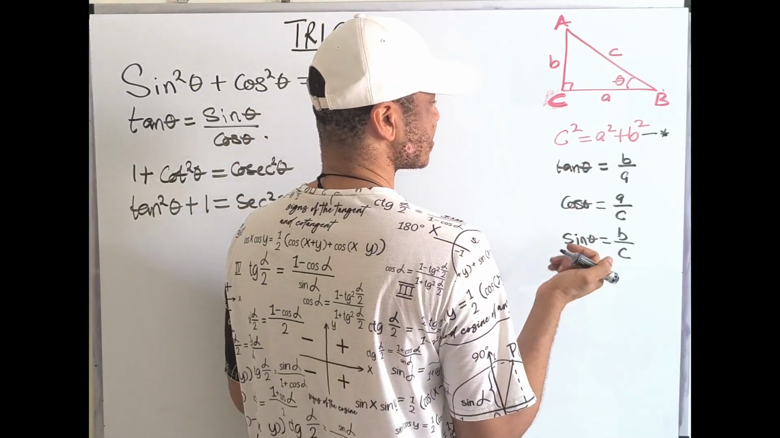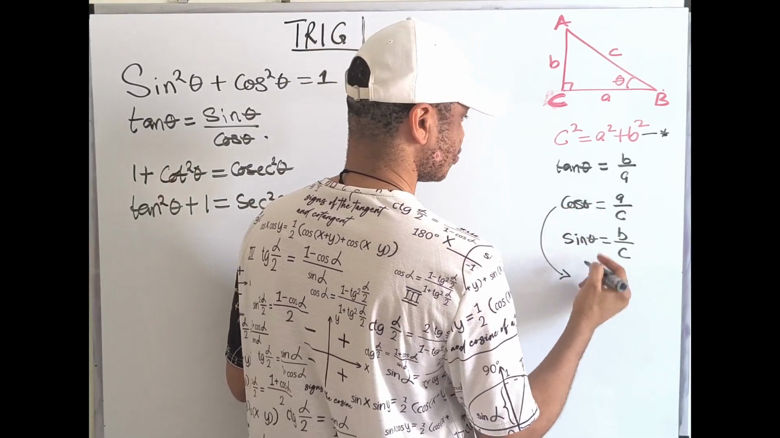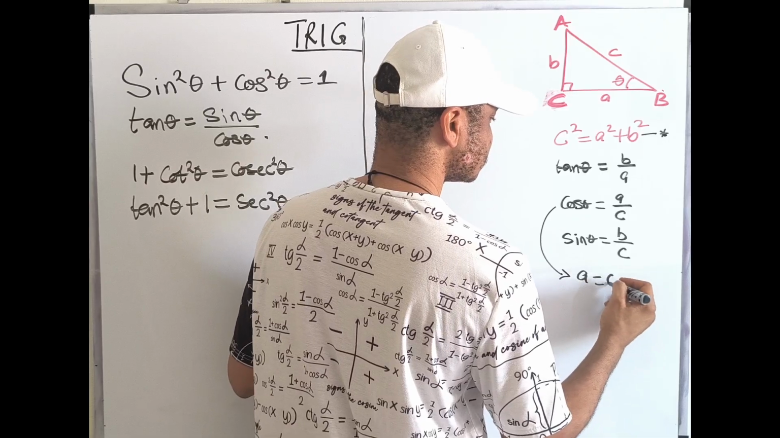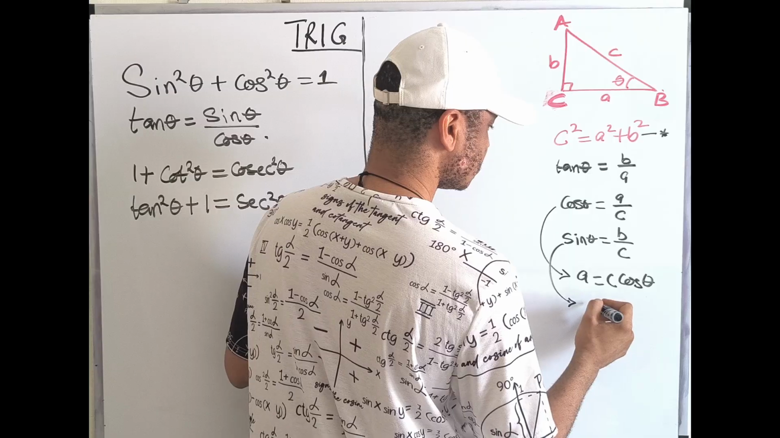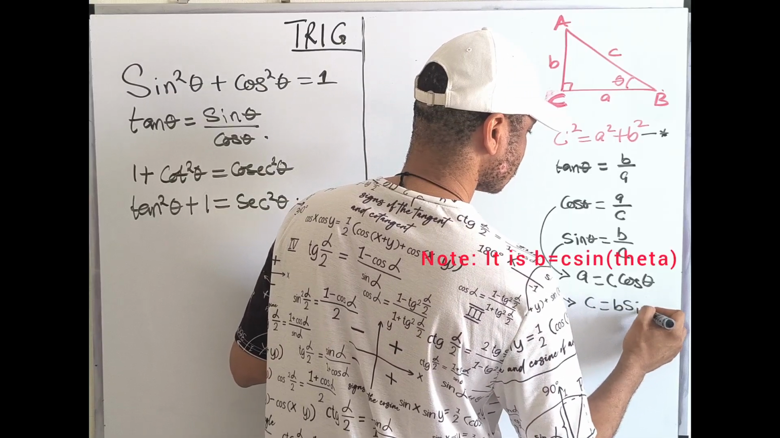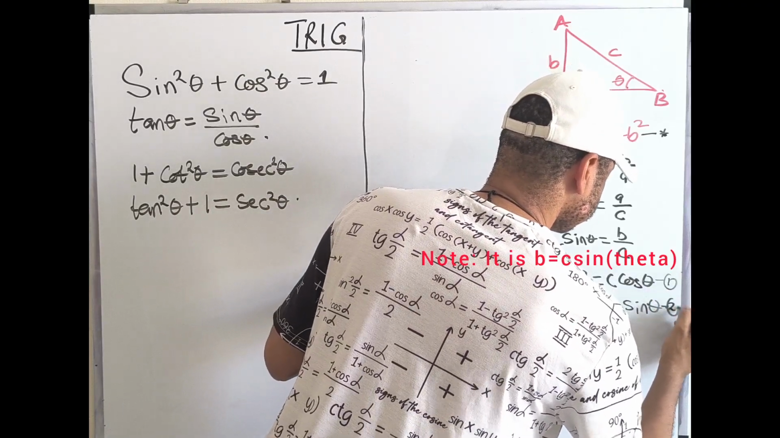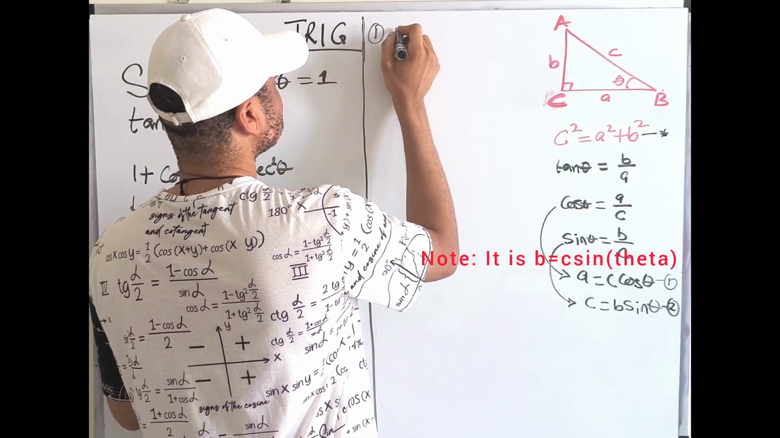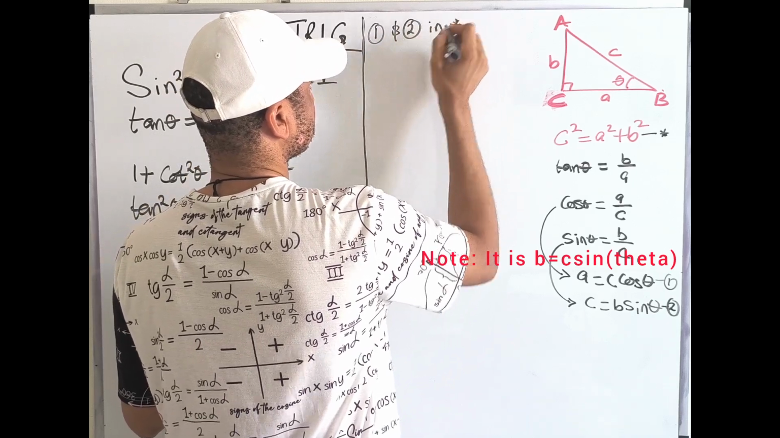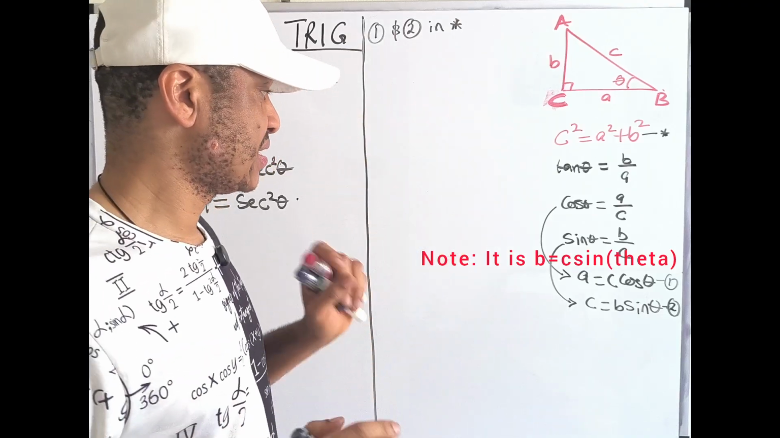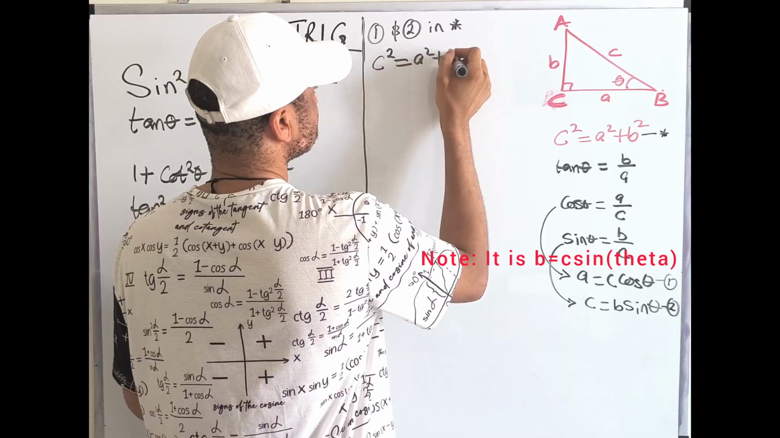Now the next thing is I will make A the subject. I'll just cross multiply. So A is C cos theta. Then from here, similarly, B is C sine theta. Let me call this 1 and this 2. I will substitute 1 and 2 in star. So the Pythagoras is C squared is equal to A squared plus B squared.